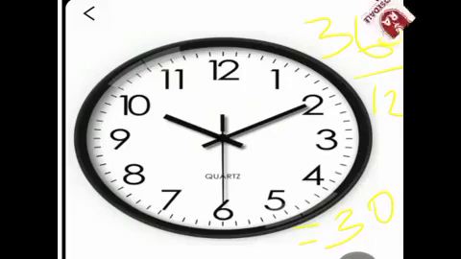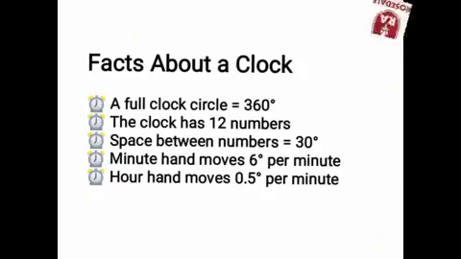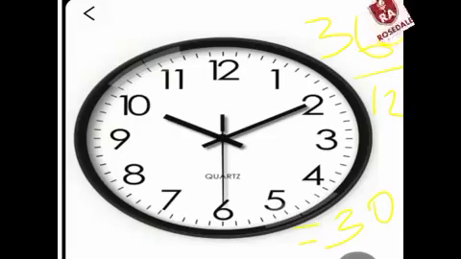Now we move to the second fact. It says the clock has 12 numbers. Is it true? Let's take a look. From 1, you will count down to 12. You agree with me that truly the clock has 12 numbers, starting from 1 here: 1, 2, 3, 4, 5, 6, 7, 8, 9, 10, 11, 12.